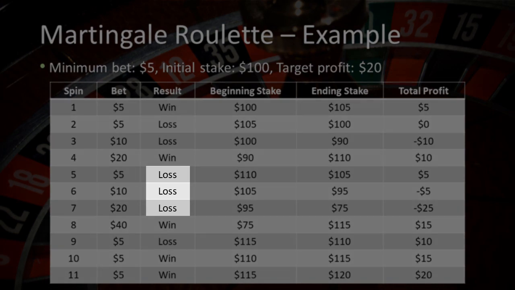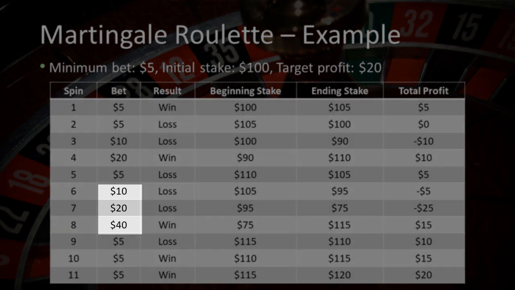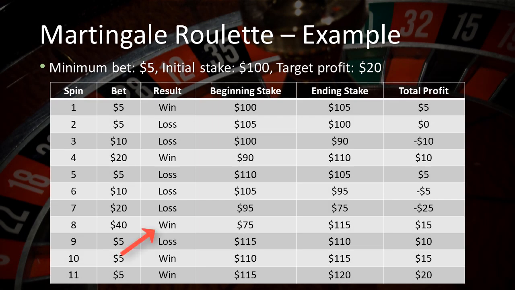The player then loses the next 3 spins in a row, and hence doubles their bet after each loss. Eventually the player wins again, and with their large recent bet, now has an available stake of $115, and a total profit of $15. As you can see, with each win, the player's total profit increases by the amount of the minimum bet. As long as they don't bust from a long series of consecutive losses, the player will eventually reach their target profit. In this particular example, the player achieved their target profit of $20 after 11 spins of the wheel.